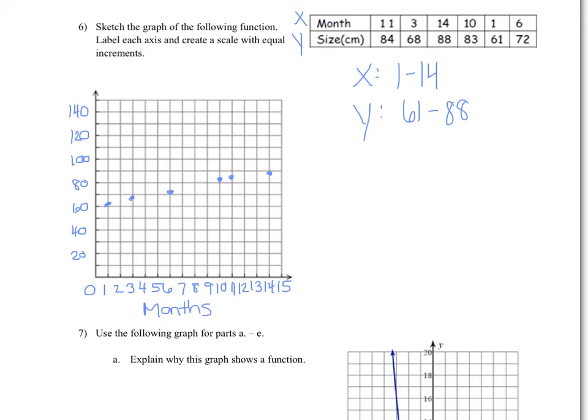Now, do we connect the points? We do not connect the points because we're not given enough information to assume that this is continuous. We are just given a table of values, so we have to assume it's discrete, and we do not connect the points. The last thing we need to do is label the y-axis, which we're going to label size in centimeters. Always be as specific as possible and include the units if you can.